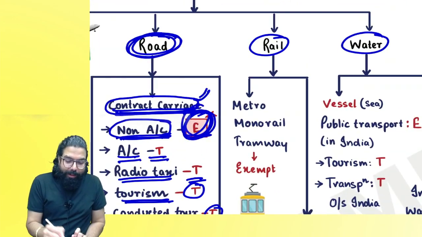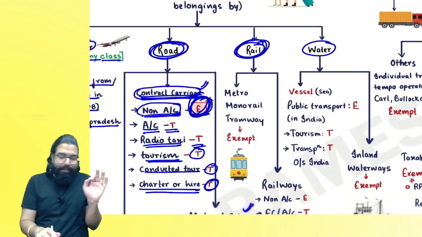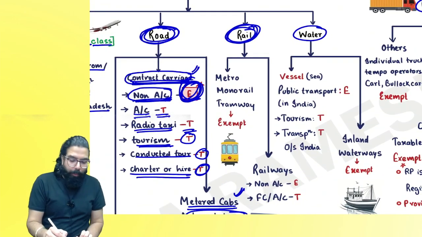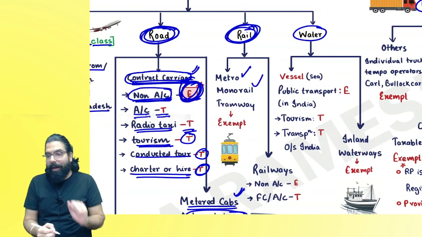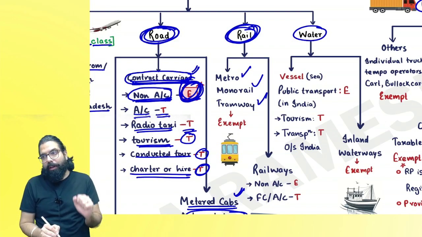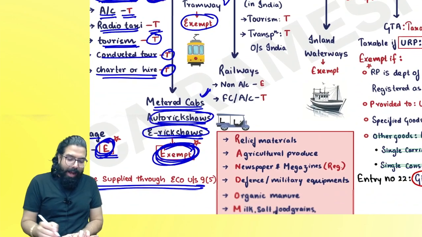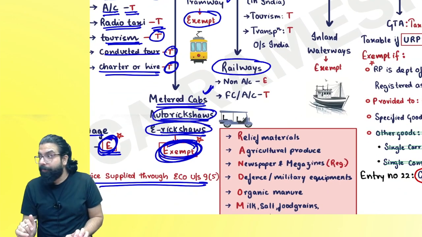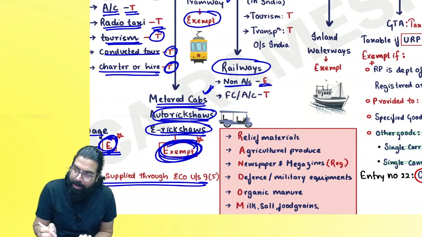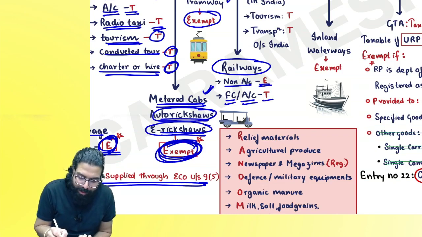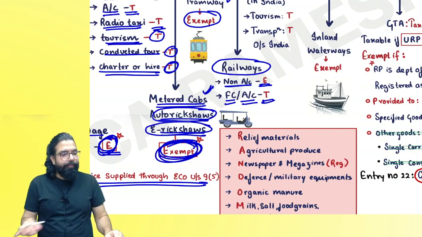Everyone over here, if transportation of passengers is done by rail, metro rail, Baba, you know metro, monorail is in Bombay, tramway, Baba, tramway is in Kolkata. Government went ahead and told, on their tickets, there will be no GST. Sir, I went ahead and booked, Baba, in Indian Railways, if you booked non-AC, then it will always be exempt. If you book first class or AC, it will always be taxable. They will go ahead and charge you GST.